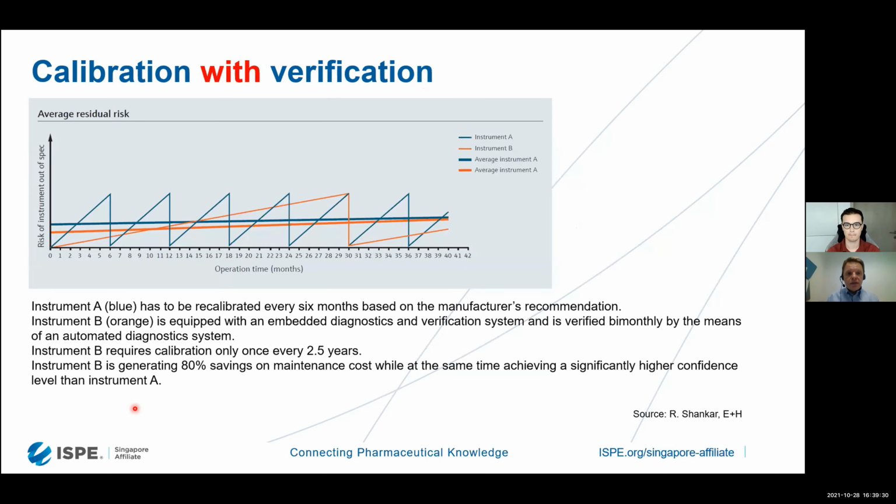You saw already this first blue line is what it was with the device which was only calibrated at a fixed interval of 6 months. The orange line shows an instrument where you combine calibration, where it is extended. Calibration interval can be extended, but it is combined with a frequent verification, actually bi-monthly. So once per 2 months, the device is additionally verified.